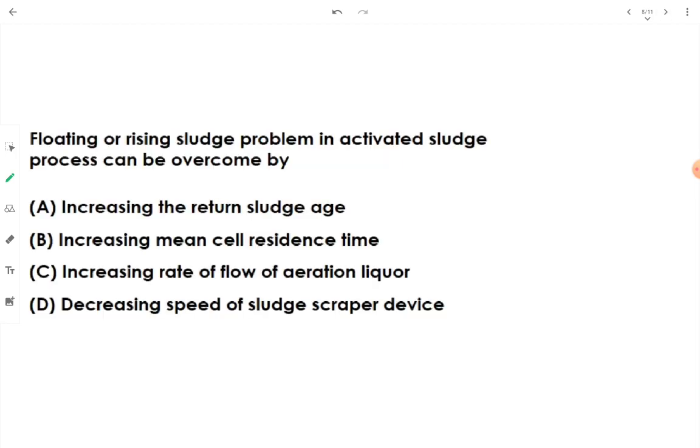These are the advantages and characteristics of extended aeration type ASP. Then the floating or rising sludge problem in the activated sludge process can be overcome by increasing the return sludge rate. This problem is caused by high denitrification, which causes nitrogen bubbles to form in the sludge, and that's why the sludge becomes buoyant because of the large number of nitrogen bubbles and comes up to the surface. By increasing the return sludge, we get rid of these nitrogen bubbles. That's why this problem is overcome. Option A is the one.